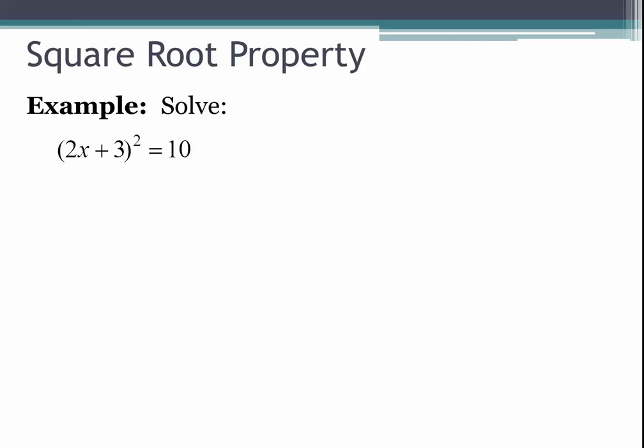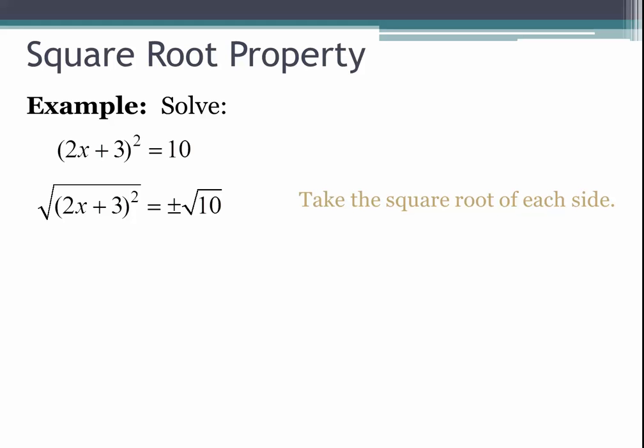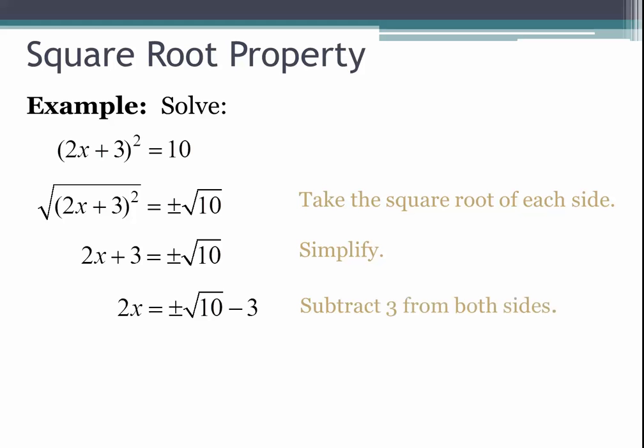Next, we can try something like 2x plus 3 squared equals 10. We already have the squared term isolated, so we're going to take the square root of both sides, remembering that plus minus symbol on the right-hand side. On the left, the square root cancels the squared. And now we have to isolate the x on the left-hand side. Subtract the 3 on both sides, and then divide by 2.